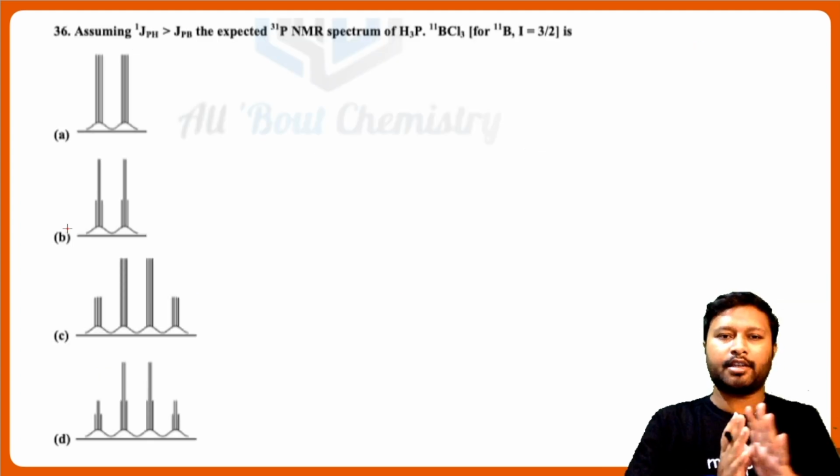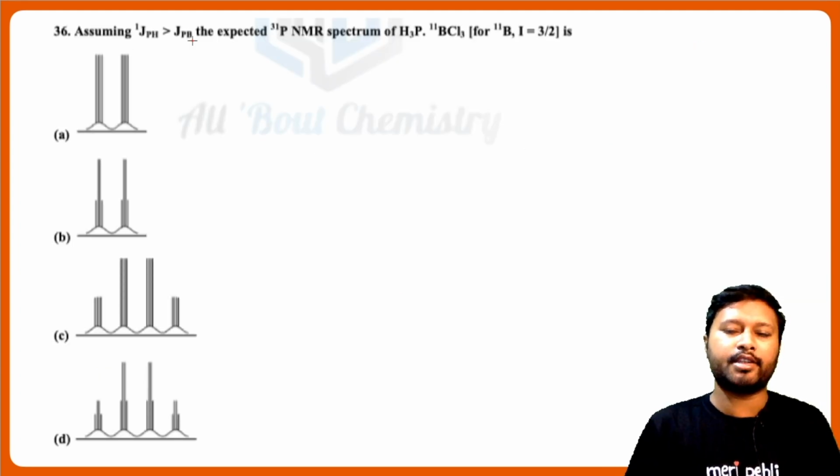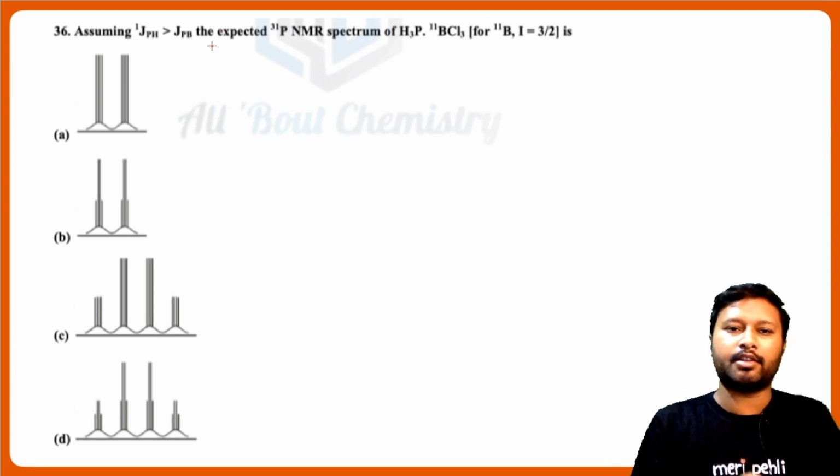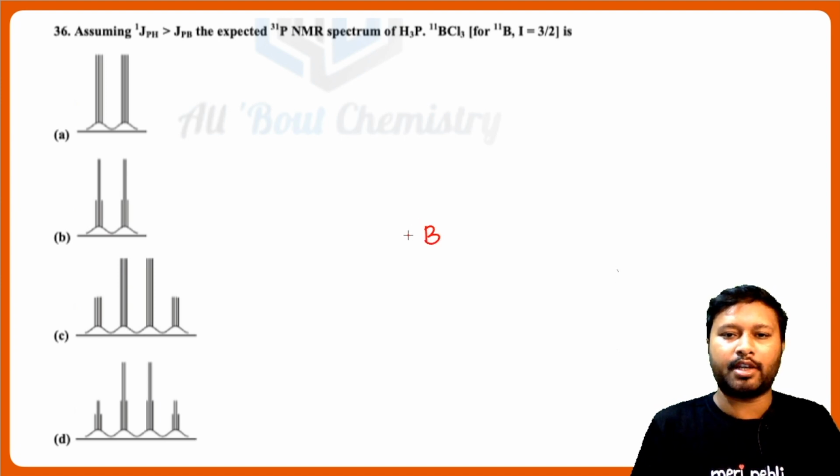All right, so let's take a question at the end which was asked in the CSIR NET exam. It was based upon the same coupling concept, and let's see how to do this question. It says, assuming a JPH greater than JPB, meaning more coupling between phosphorus and hydrogen compared to phosphorus and boron, the expected 31P NMR spectrum of H3P-11BCl3, for B having an I value of 3/2. So first of all, we have to make the molecule. I think a similar question we did in the previous video, but let's do this.